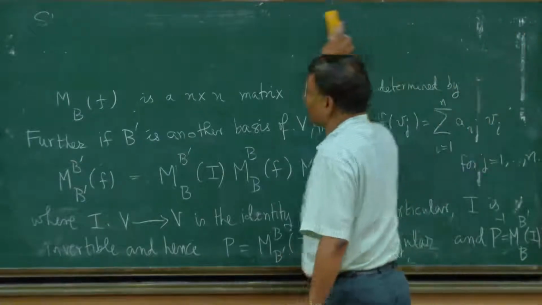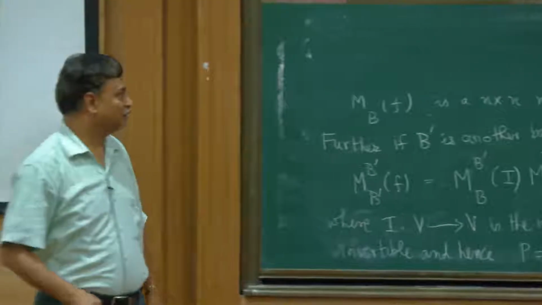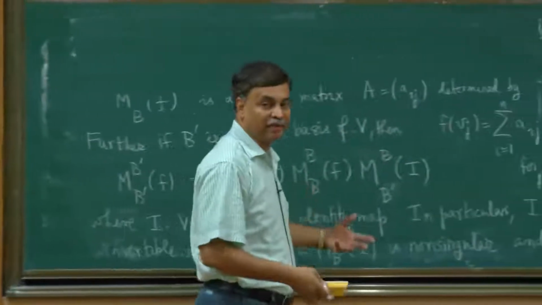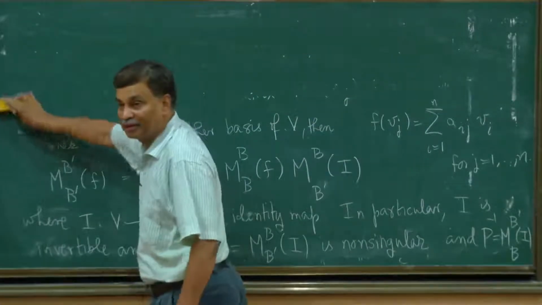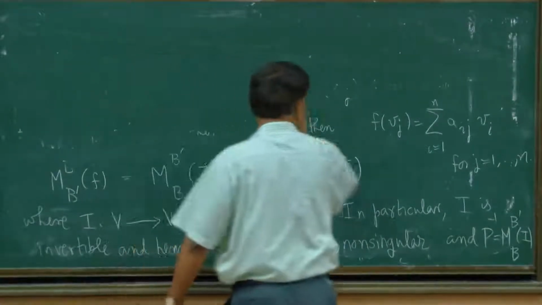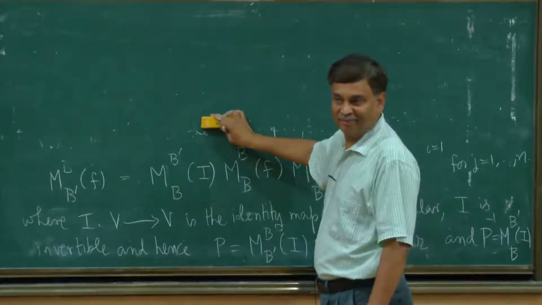So just like equivalence of matrices, B equal to QAP, is an equivalence relation on the set of rectangular matrices, similarity is also an equivalence relation on the set of square matrices. Everybody understands what is an equivalence relation?